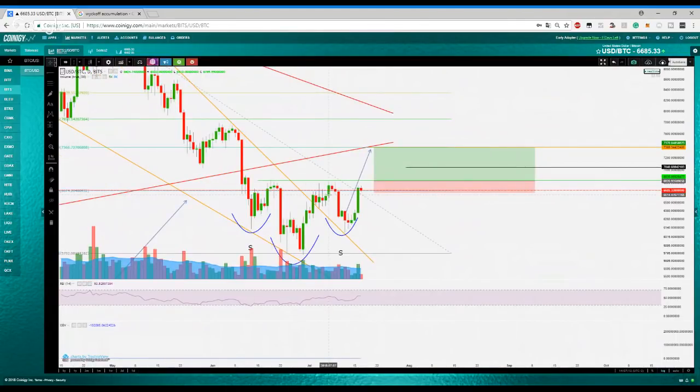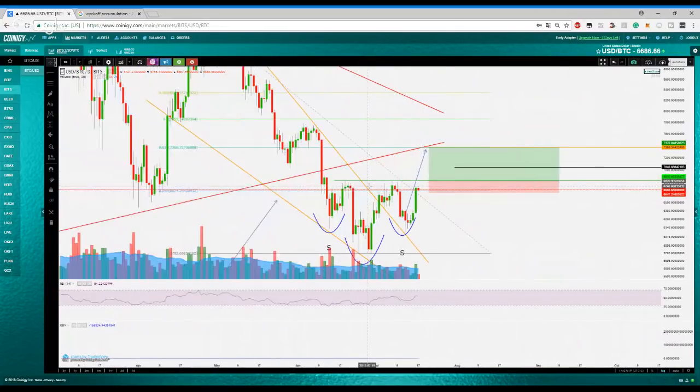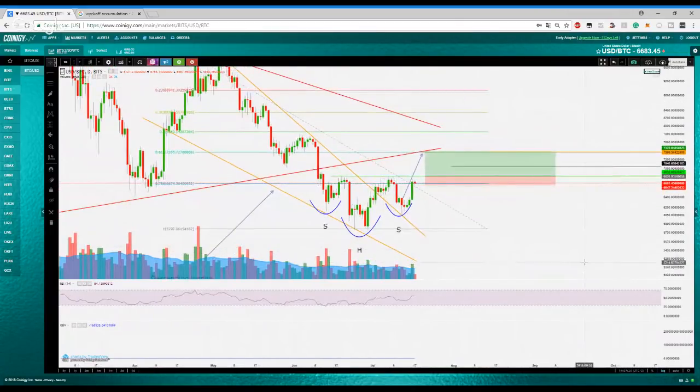If you don't have a position right now, I do not recommend longing at this point right here. We did not break the neckline yet, and it is, of course, still very possible that we're just going to dump from here, and we're going to have to revisit these lows. Now, do we have any questions for now about Bitcoin?